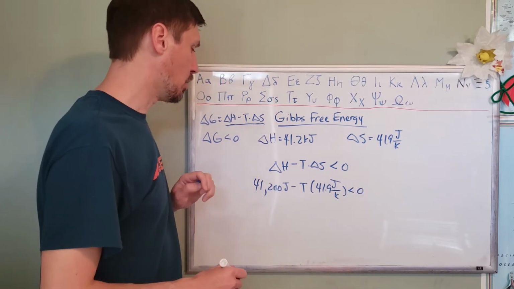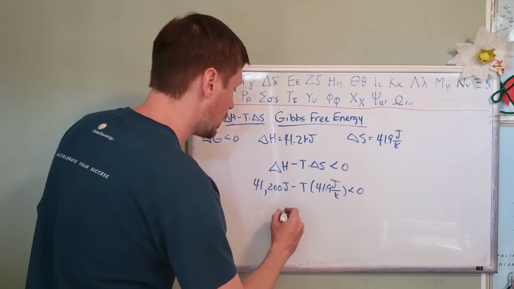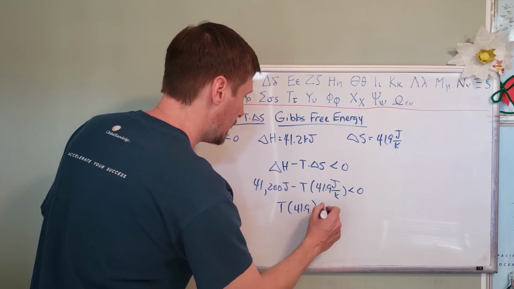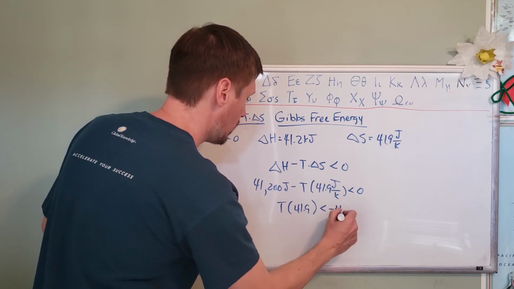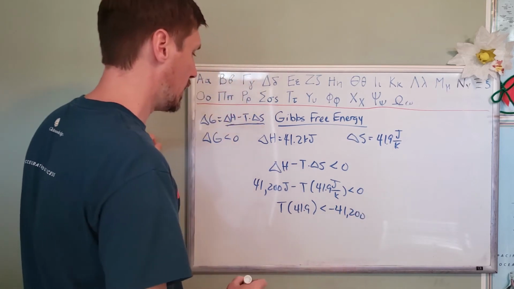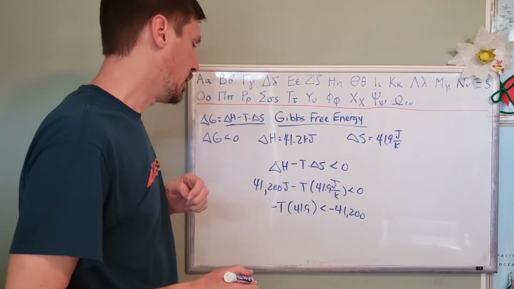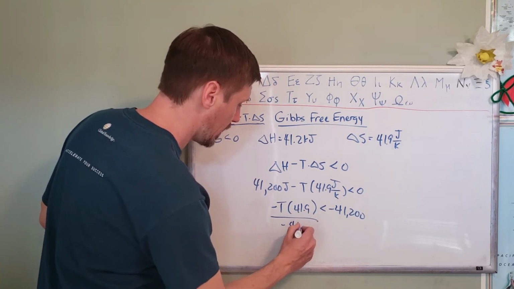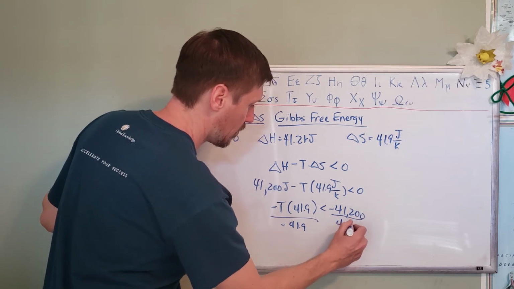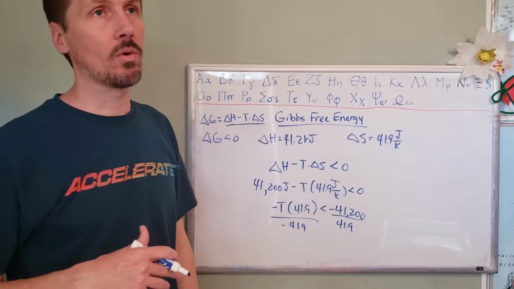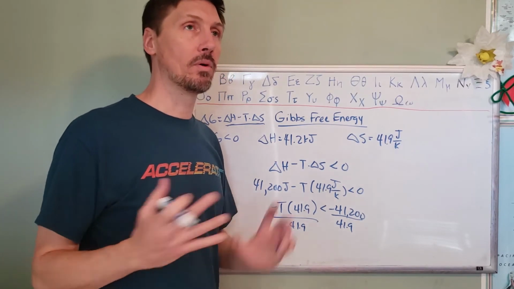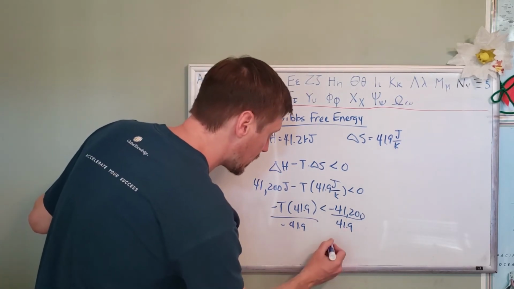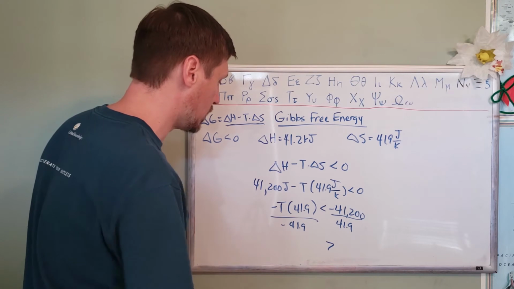All right? So what we want to do is move this over to the other side of the inequality first. So T times 41.9 has got to be less than negative 41,200. There's a negative sign here, sorry. And so to get T on one side all by itself, we're going to divide both sides by negative 41.9. Now when we do that, one thing you have to remember with inequalities is when you divide or multiply both sides by a negative number, then you've got to flip the inequality, right? So we're going to have to change this from a less than to a greater than when we do this division by a negative number.